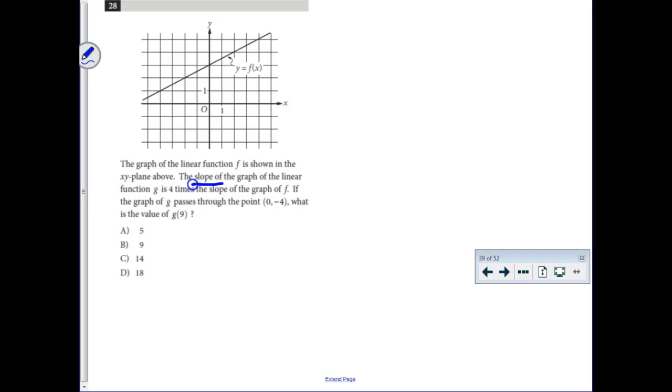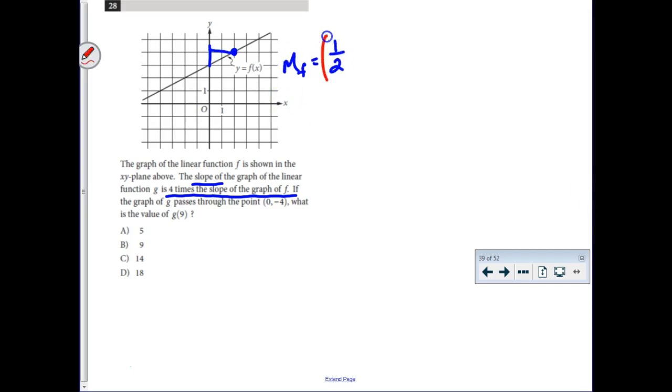So it says the slope of the graph of a linear function g, some mystery function here, is 4 times the slope of f. So let's start with that clue. If you could figure out the slope of f, then we could quickly multiply it by 4 to find the slope of g. So slope, meaning rise over run, looks to me like the slope of f is up 1 over 2.